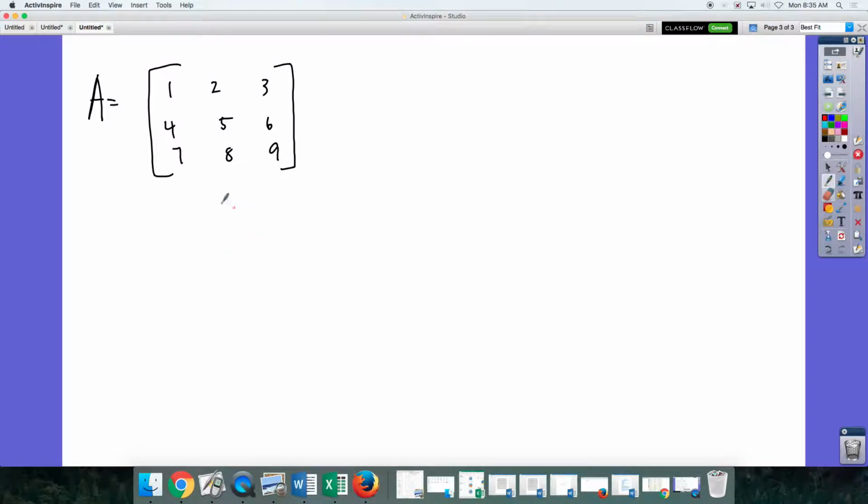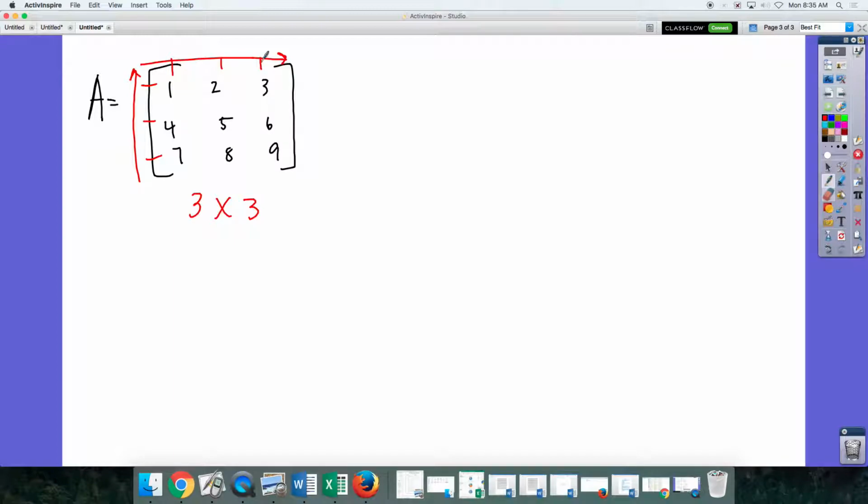3 by 3? Everybody agree? Absolutely, right? If you count up, how many do we got? We got 1, 2, 3, and then we go across 1, 2, 3. It's a 3 by 3. Okay? 3 rows and 3 columns.